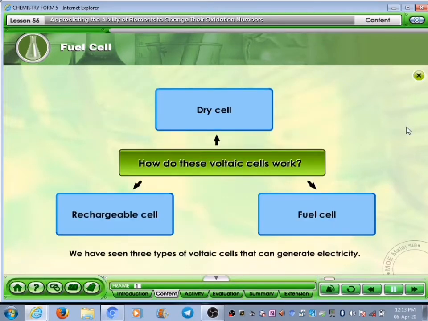We have seen 3 types of voltaic cells that can generate electricity. Can these voltaic cells be a source of renewable energy? Choose one type of voltaic cell that you think is a source of renewable energy. State the reasons why the voltaic cell that you chose is a source of renewable energy. Discuss in groups of 5 and present your point of view to the class.